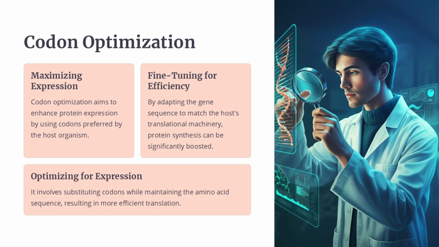Codon optimization is a powerful technique to enhance protein expression by using codons preferred by the host organism. By adapting the gene sequence to match the host's translational machinery, we can significantly boost protein synthesis efficiency. The process involves substituting codons while maintaining the amino acid sequence, resulting in more efficient translation. This allows us to fine-tune the gene for optimal expression in the target host. The goal is to maximize the expression of the desired protein by leveraging the host's natural codon biases.